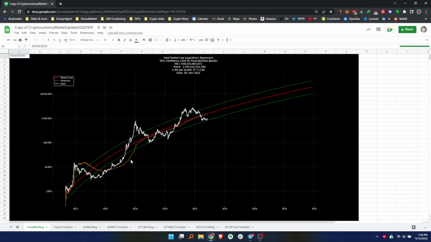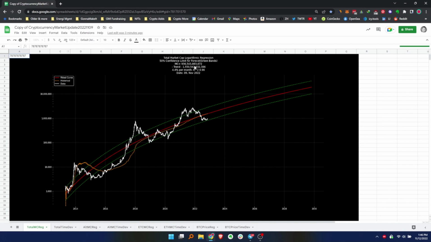So let me walk you through what we're looking at here. The red line is the logarithmic regression line. The orange line is where it was at different points in time. And one really cool thing I like to see is that the orange line is converging with the red line, which means that this has been a pretty accurate expression of growth more recently. And I'll show you the other charts too. They reflect the same sort of thing.